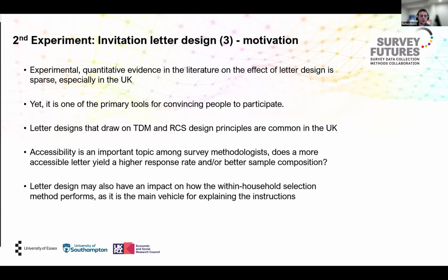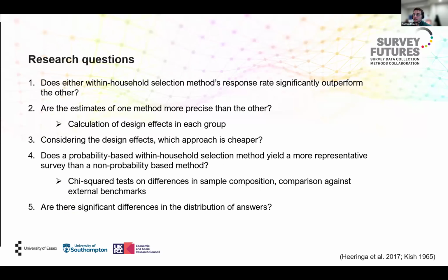Both design principles or frameworks are common in the UK. I would say that the designs that are more similar to the RCS version are more common. Accessibility is a really important topic that we're always talking about in the scientific team at the ESS and among survey methodologists. So we want to know, does the accessible version of the letter actually work better? And then, as I explained, the design of the letter may impact the within-household selection method, which was the priority experiment in a sense.